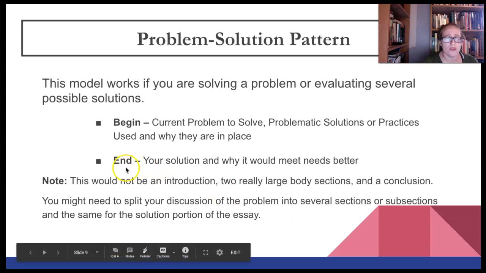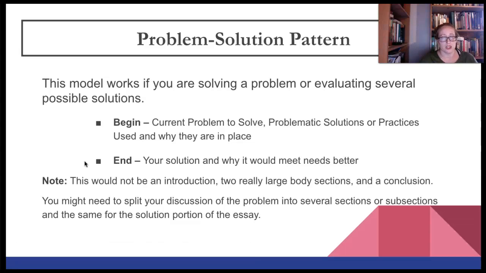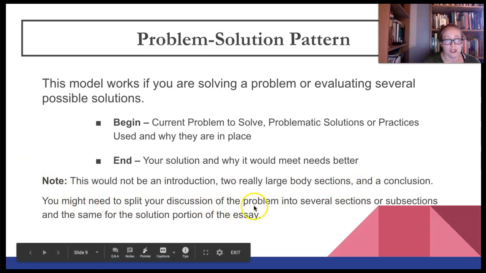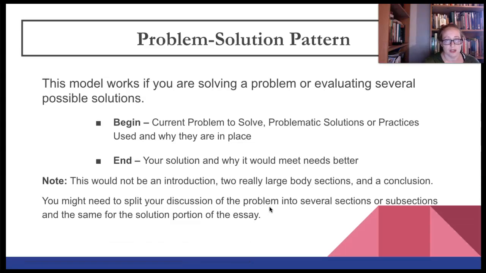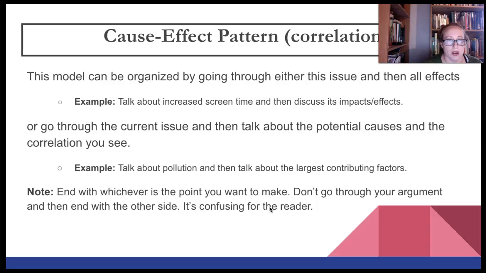So again, one problem people run into with these problem solution, advantages, disadvantages models is that what you want to really avoid doing is having an introduction, two really large body sections, and a conclusion. You would want to split up this discussion. Just discussing the problem could be several sections or subsections. These are bigger parts of the paper, but not necessarily your sections. You might still have background or sections for different solutions that you want to cover, different points you want to make. So just be aware of that.